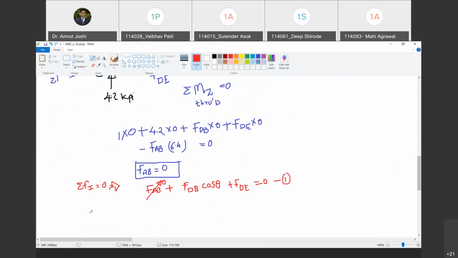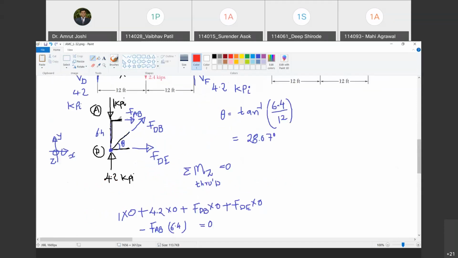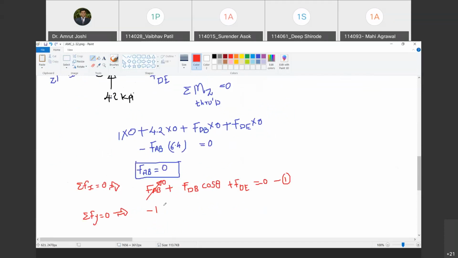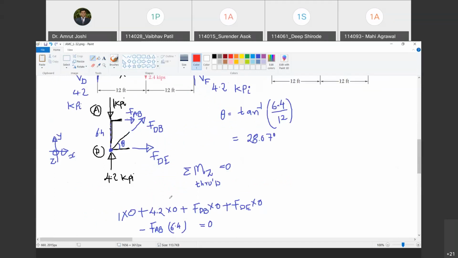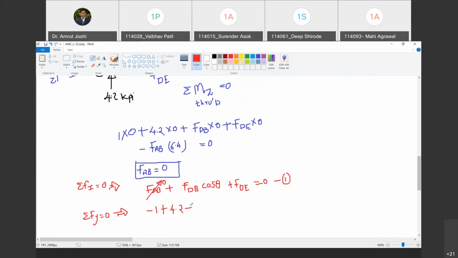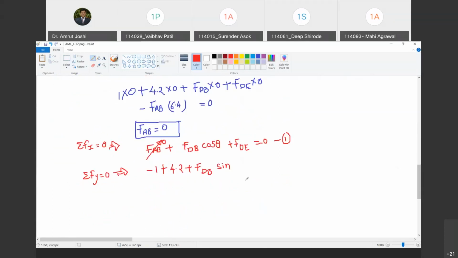Happy? Yes, sir. Now let us apply summation Fy equal to 0. So what does summation Fy equal to 0 give me? Minus 1 plus 4.2. Happy? Yes, sir. Plus FDB sin theta. Happy? Yes, sir. And what is the value of theta? 28.07 degree. This must be equal to 0. Now solve this and tell me the value of FDB.